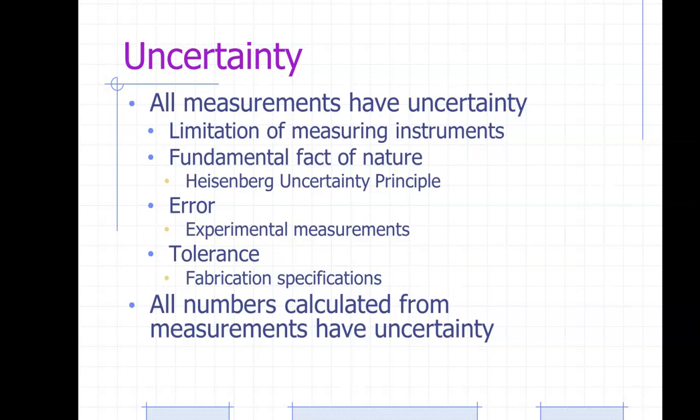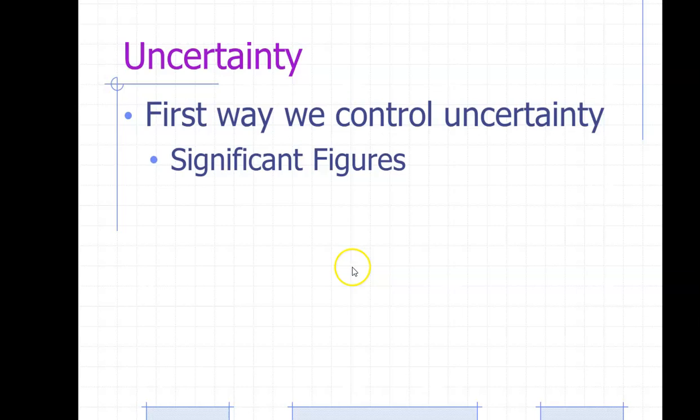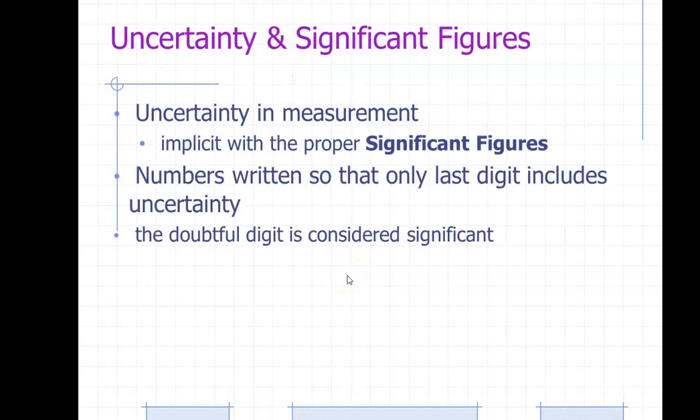If engineers are going to be making things, the ideas are the same, but it's called tolerance, in that you have to tell me how accurately I need to make something. And all numbers that are calculated from a measurement have uncertainty in them. Now, the first way we control that uncertainty is with significant figures.